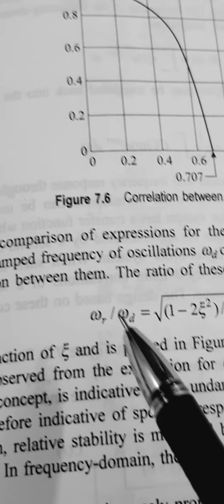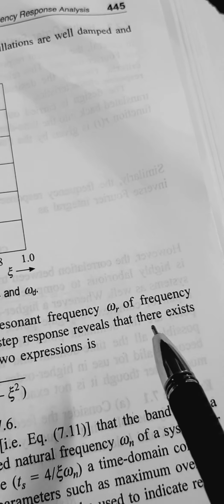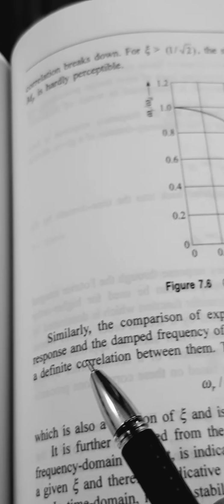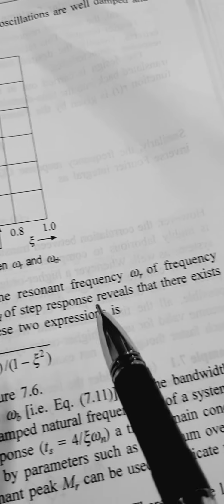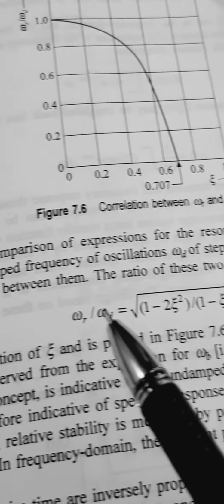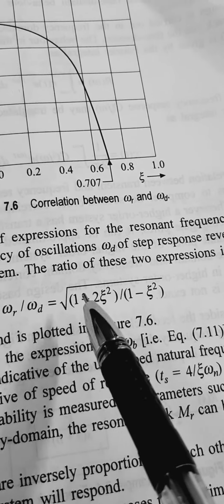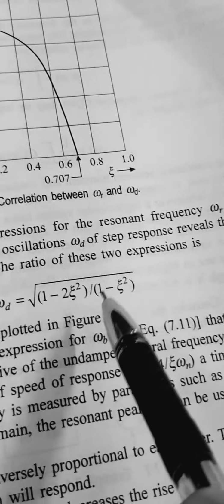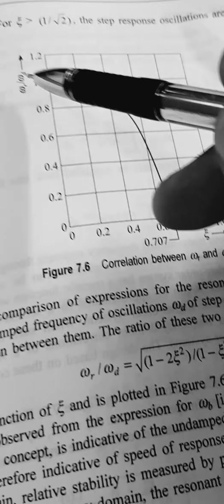And another expression: the comparison of the expression for the resonant frequency omega r of the frequency response and the damped frequency of oscillation omega d of the step response. The relationship between these two, omega r by omega d, is equal to square root of 1 minus 2 psi square divided by 1 minus psi square. The corresponding omega r by omega d plot versus xi, you are getting like this.